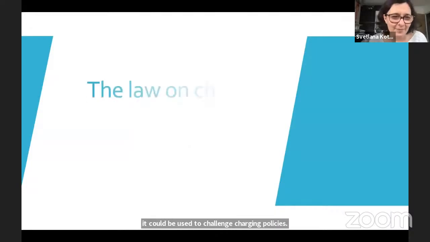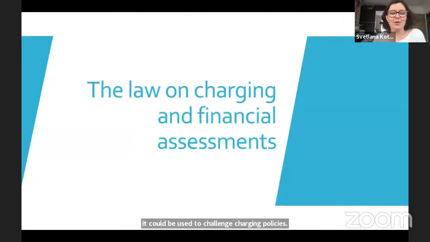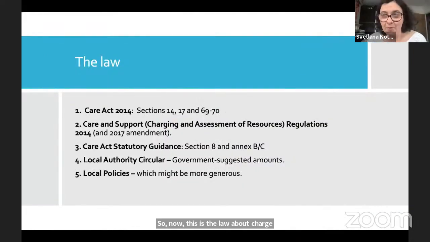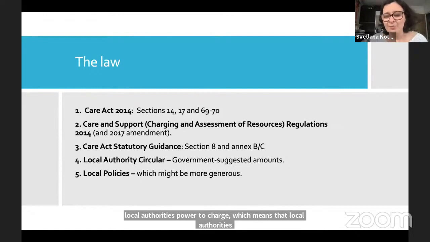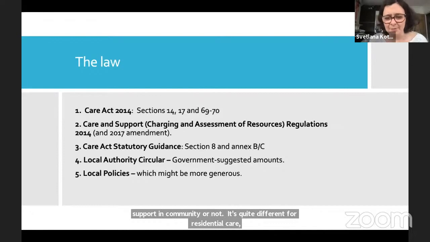So now, what's the law about charging? This is the law. First, it's the Care Act itself. Section 14 gives local authorities the power to charge, which means that local authorities can decide whether they charge people for social care support in the community or not. It's quite different for residential care, but we're not talking about that at the moment.